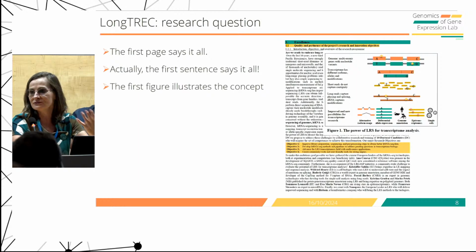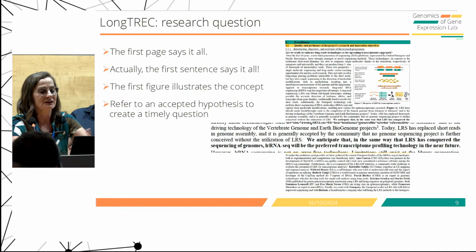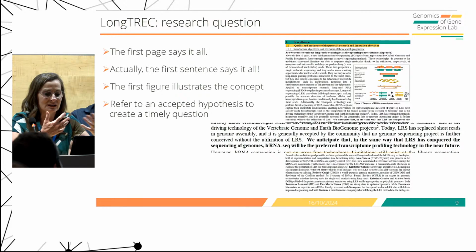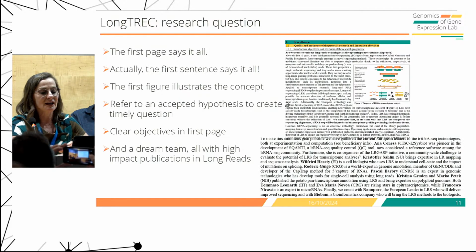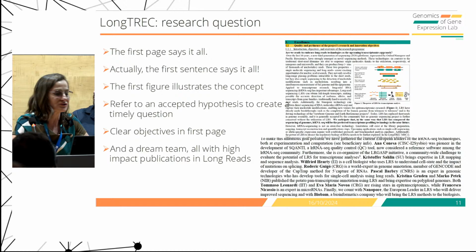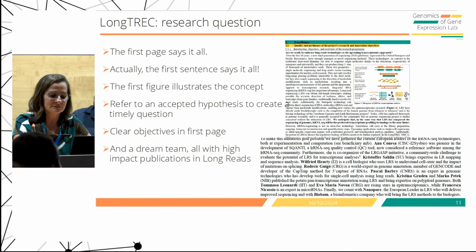A figure that illustrates what we are trying to do. We referred to an accepted hypothesis, so that you are creating a timely question, like how are we going to be using these technologies for transcriptome analysis. I put my objectives already on the first page, very clear. And then I listed the researchers that were part of the consortium on the first page, right? It was a dream team, people that were very well known. So that was for the first page.